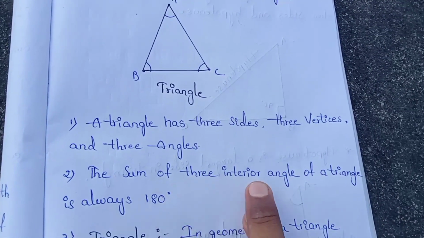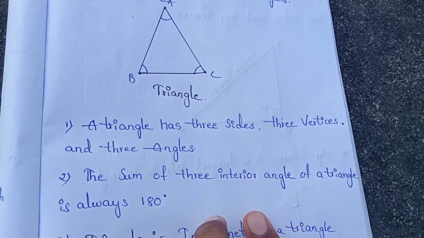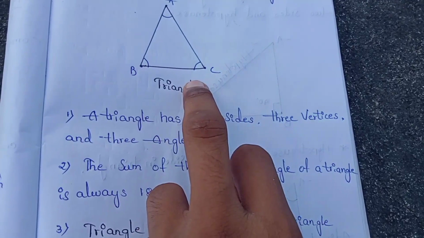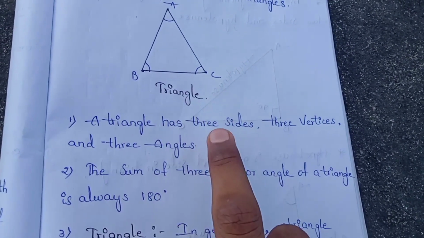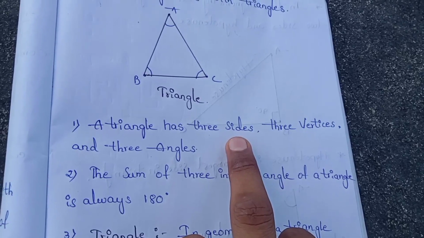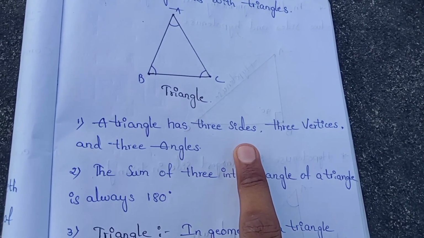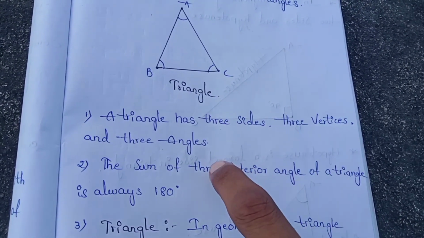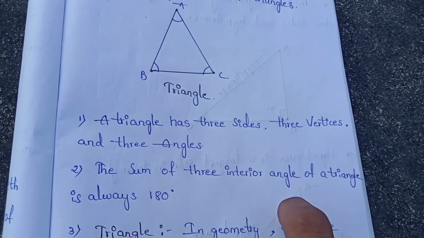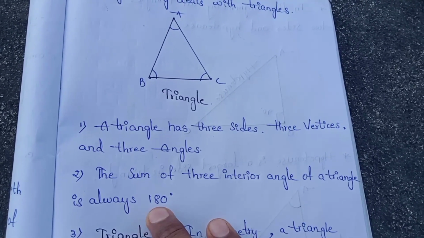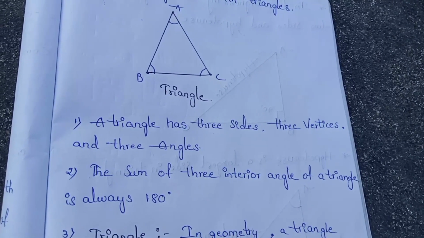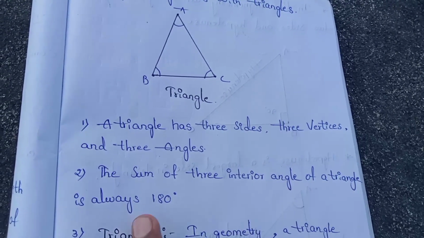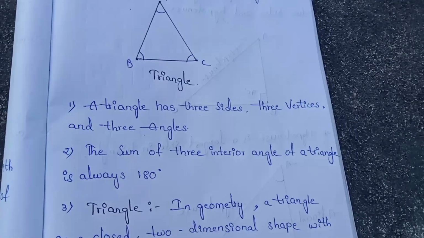Next, the sum of the three interior angles of a triangle is always 180 degrees. Whatever triangle you take, when we add the three angles, it is compulsory that the sum is 180 degrees. The interior angles must add up to 180 degrees. These are the properties.